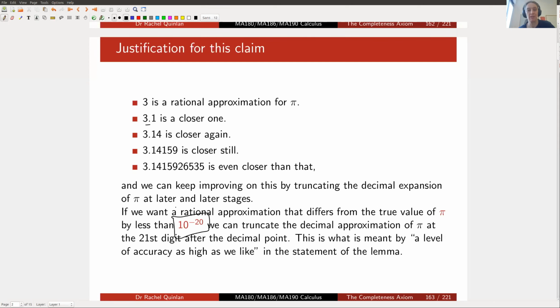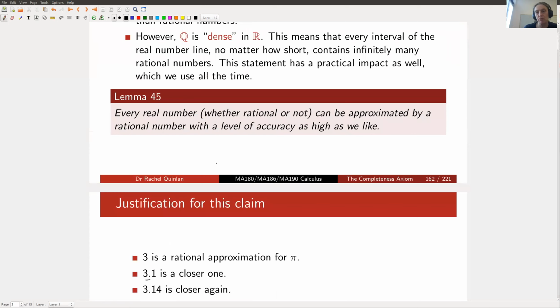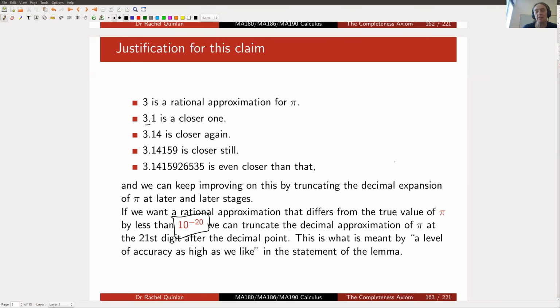So that's what's meant by this statement, a level of accuracy as high as we could want in the statement of the lemma, which says every real number can be approximated as closely as you could want by a rational number. Okay, so a practical conceptualization of that statement is to just think about decimal representations truncated at some point. Those things are all rational numbers because they're terminating decimals, and by terminating far enough out, you can get the level of accuracy as high as you like.